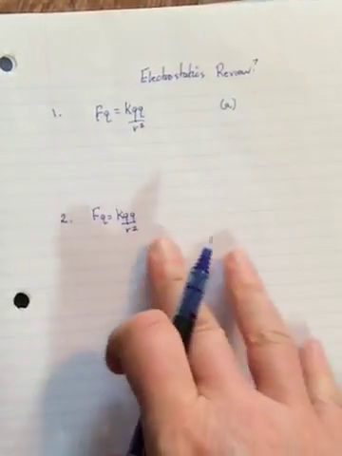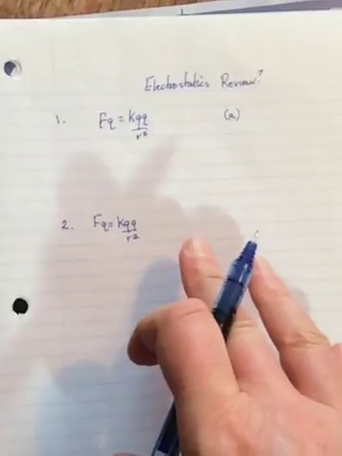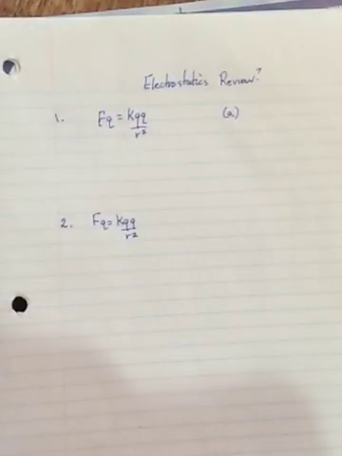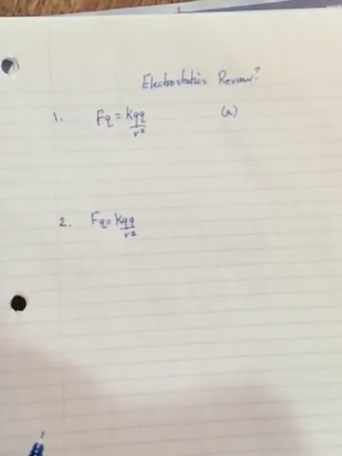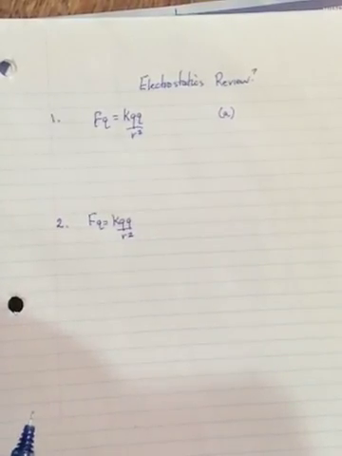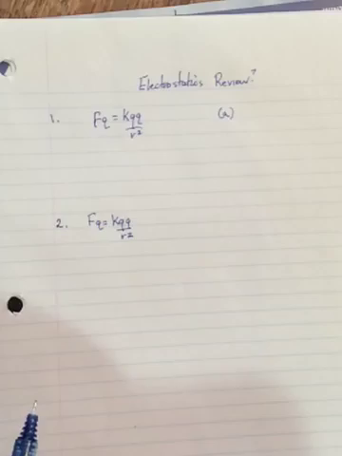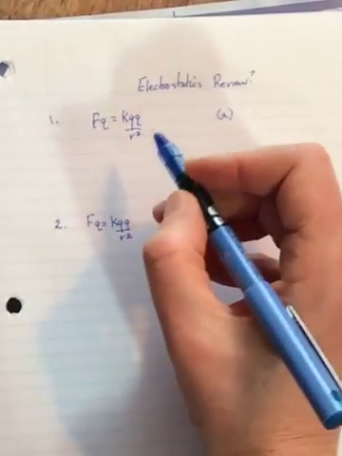Okay, let's go over your homework questions. So question number 1 from the Electrostatics review says, two charges Q1 and Q2 are separated by a distance r and exert a force F on each other. What new force will exist if, for A, Q1 is doubled?